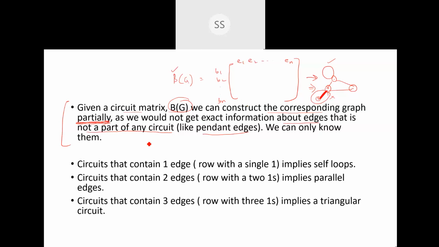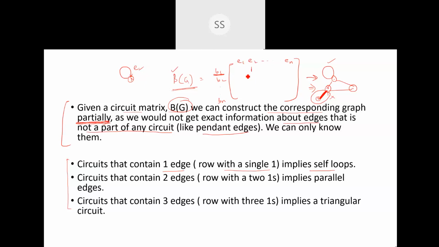Now, other things that we have to remember. To draw your B of G, these 3 points are quite helpful. If the circuit contains one edge, that means the row will have a single one. It implies that you have a self loop. When you see this particular row with a single one, it means you have a circuit in which you have the edge E2, that is forming a self loop.